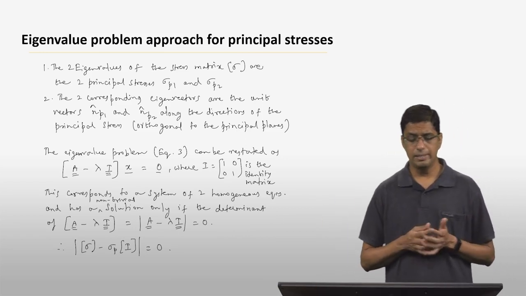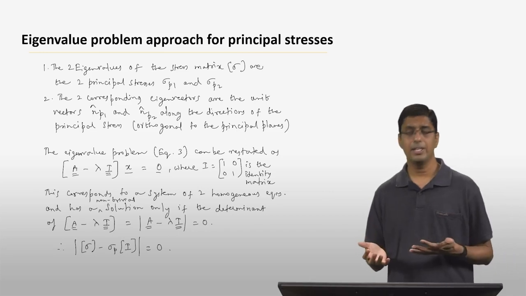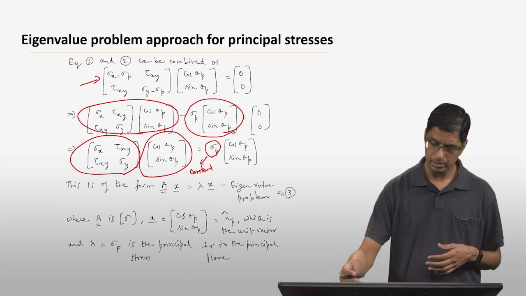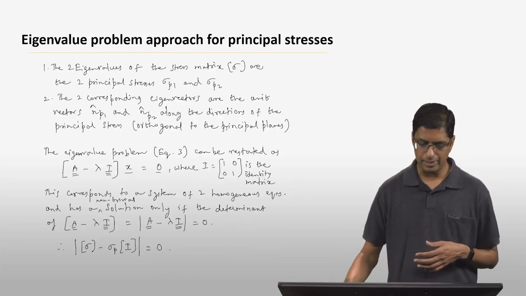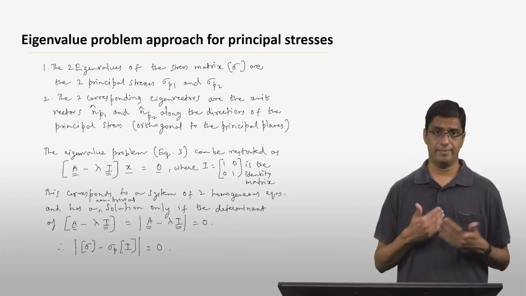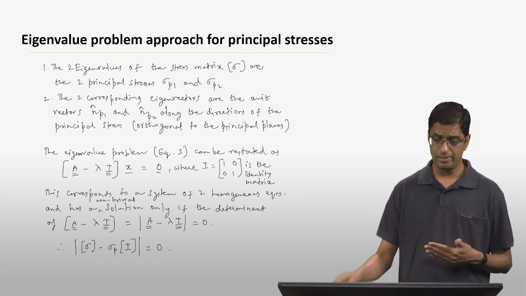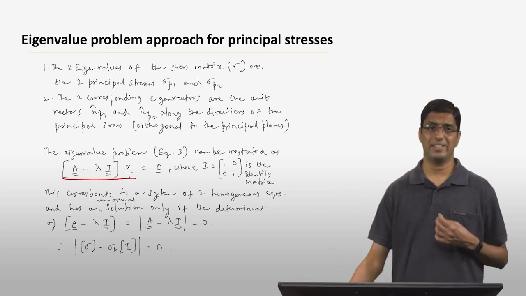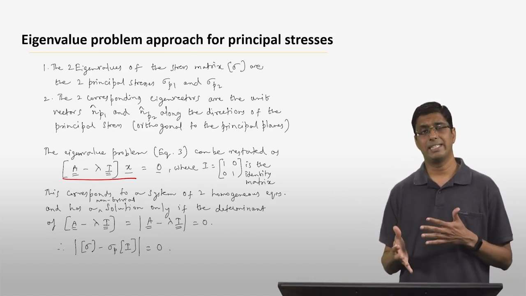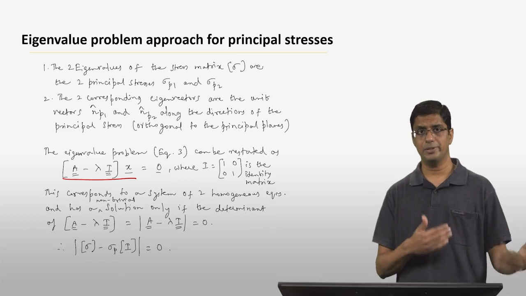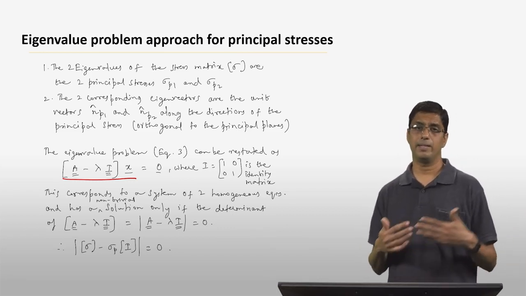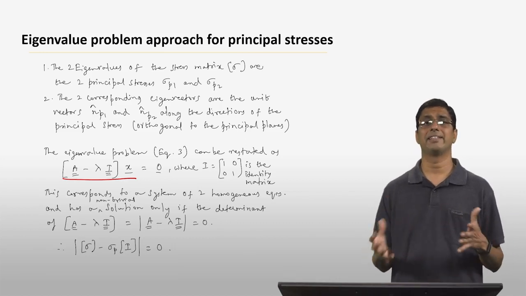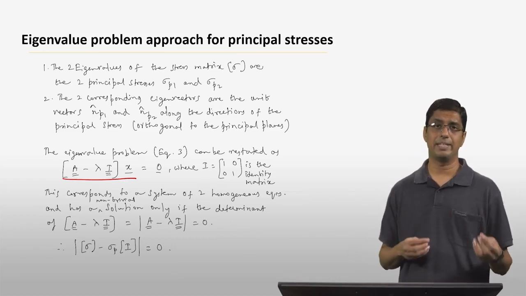The other way you can rewrite equation number 3 here is as A minus lambda I times x equal to 0, just as written here. The reason we are writing this is because it helps you to solve the problem. Initially we showed that the eigenvalue problem and finding the principal stresses and principal directions are essentially the same, but now we are recasting the problem so that it makes it easier to solve.